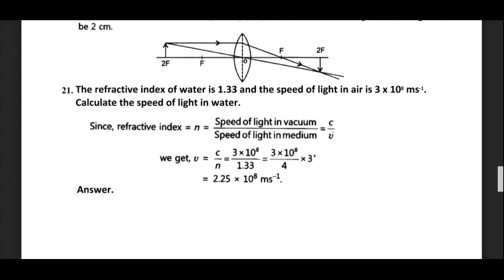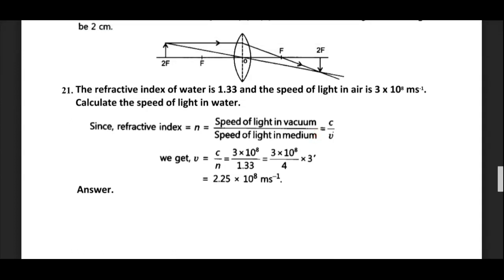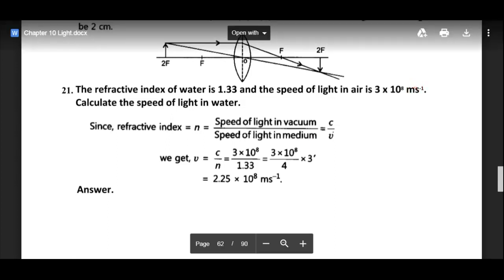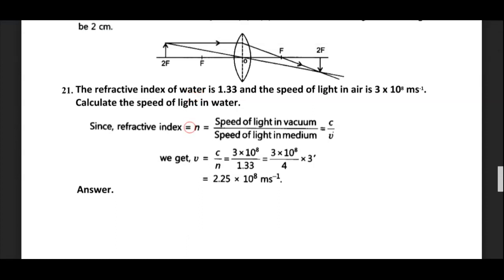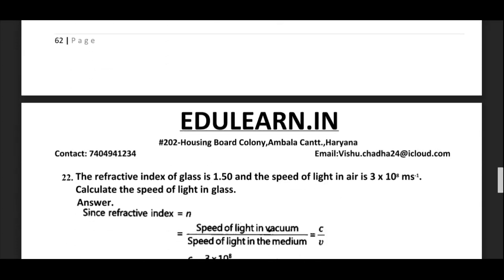Now see this. This is a refractive index kind of question. So refractive index of water is this. Air is this. So formula will be n is equal to speed of light in air or vacuum upon speed of light in given medium. So C upon V. C is 3 into 10 raised power 8 meter per second, and refractive index is 1.33. So 1.33 you will put it here, and you will get the value of V, right? So that's 2.25 into 10 raised power 8 meter per second.